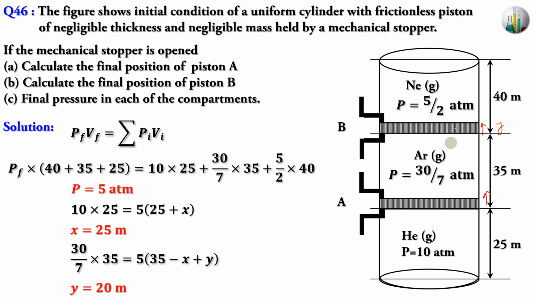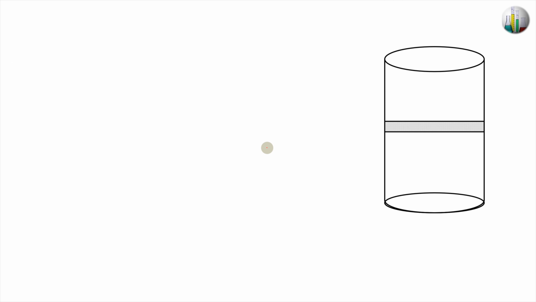So we are right, it is going to go up, because remember this is 4 point something, this is 2.5, this is going to go up. And this is the situation. The final pressure is what is asked, and the position of the piston in the two halves is asked.